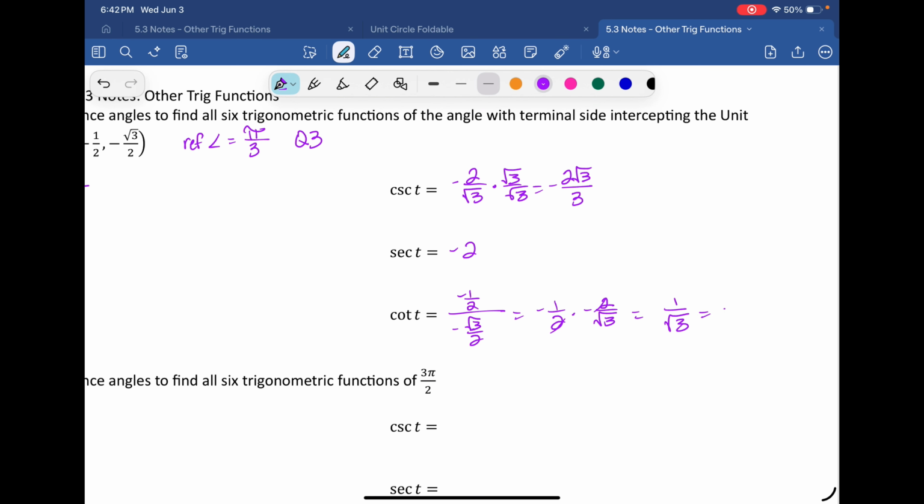Okay, we've done this enough to know that this is root 3 over 3.